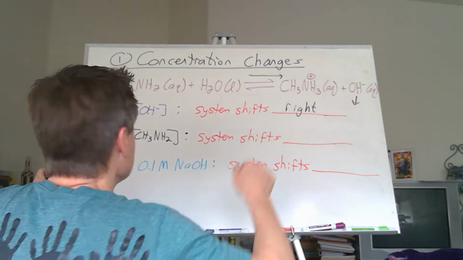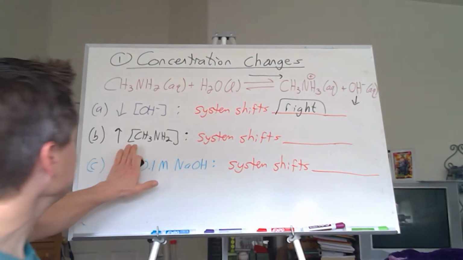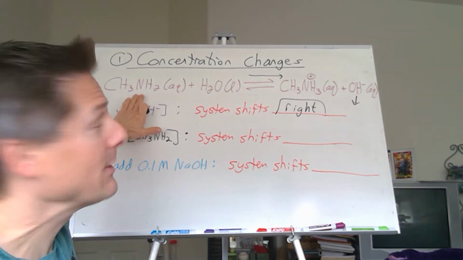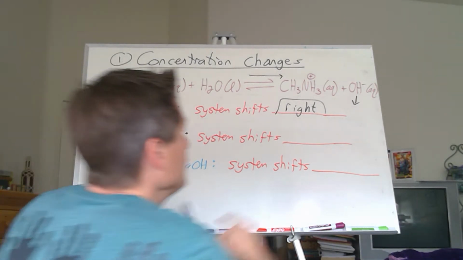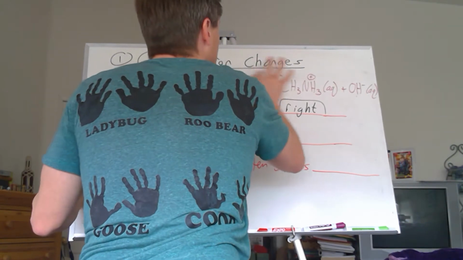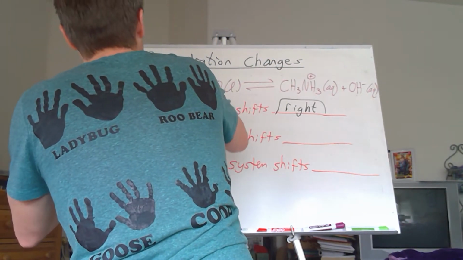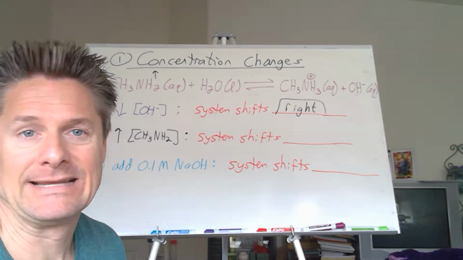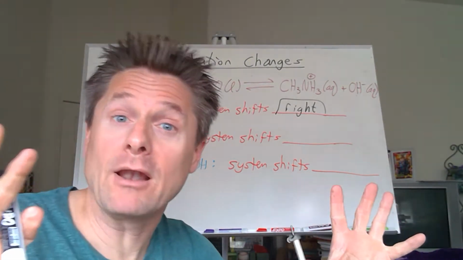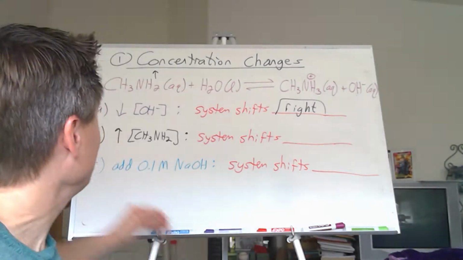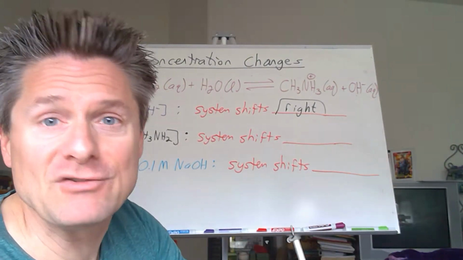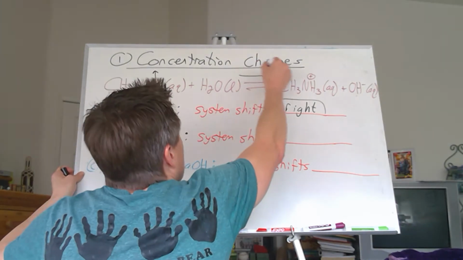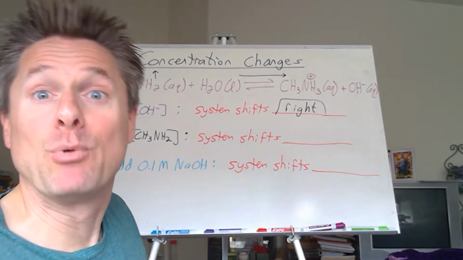Let's take a look at B. Let's say we increase the concentration of the methylamine over here on the reactant side. So this will change now. If we increase the amount of that reactant, red alert, we're no longer in equilibrium. We got to get rid of it. We've got too much of this reactant, so we need to shift away from it to bring it back down.